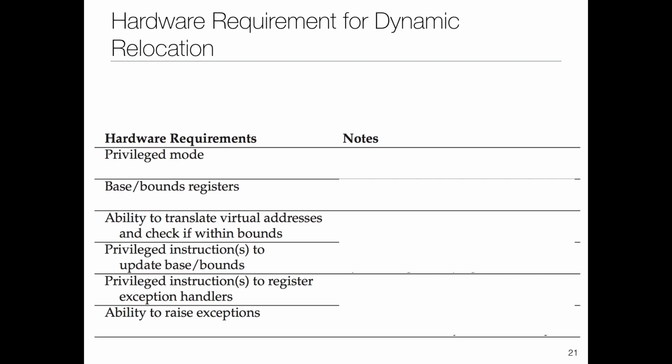There are a few hardware requirements for dynamic relocation. You require a privileged mode. So where were we using a privileged mode previously? Whenever we want to execute some kernel-level operations and you want to prevent user mode from performing privileged operations. Why are we using the base and the bounds register?